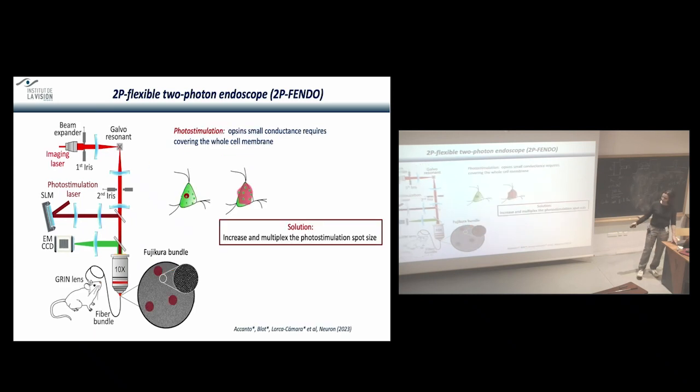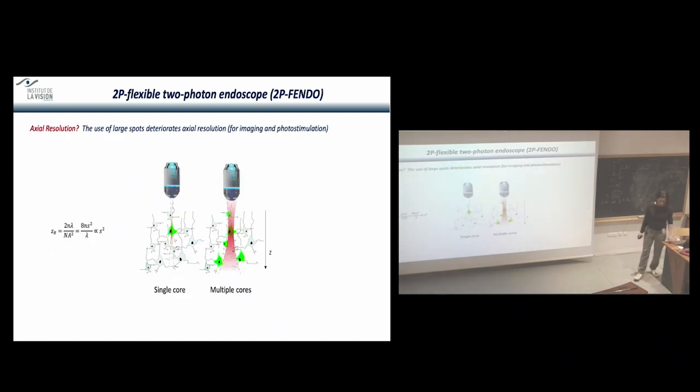Okay, and then holography is the same story as before. We need to have a large spot because we want to effectively activate the neurons. Okay, so now we have a double problem, both for imaging and for photostimulation. We illuminate multiple cores, and so now we know the larger the spot, the worse the axial resolution. And so the question was, do we need to use temporal focusing also for fiber bundle?